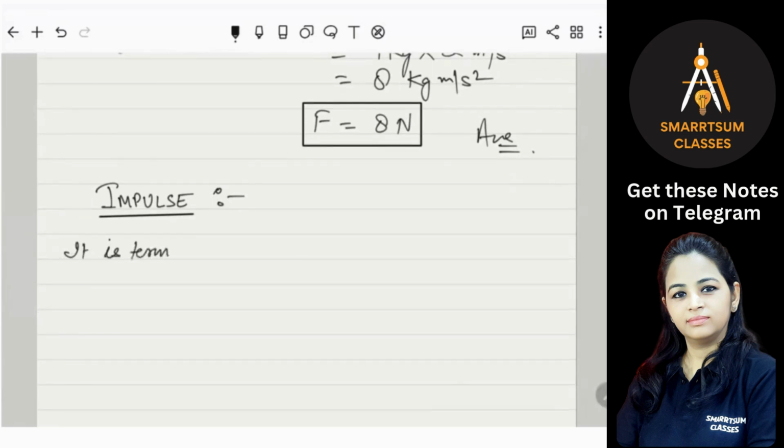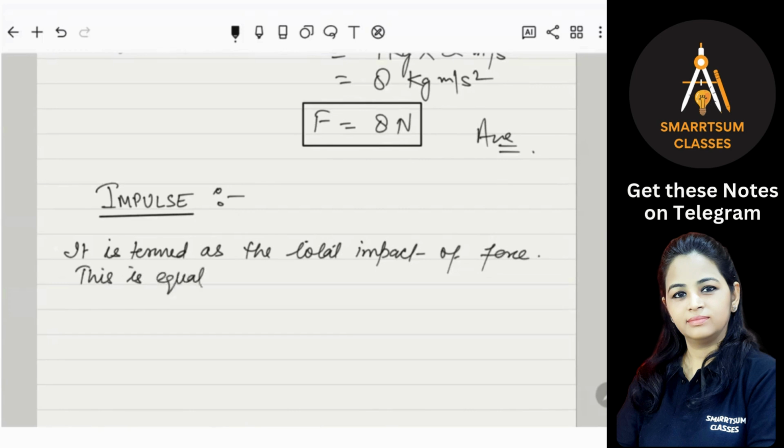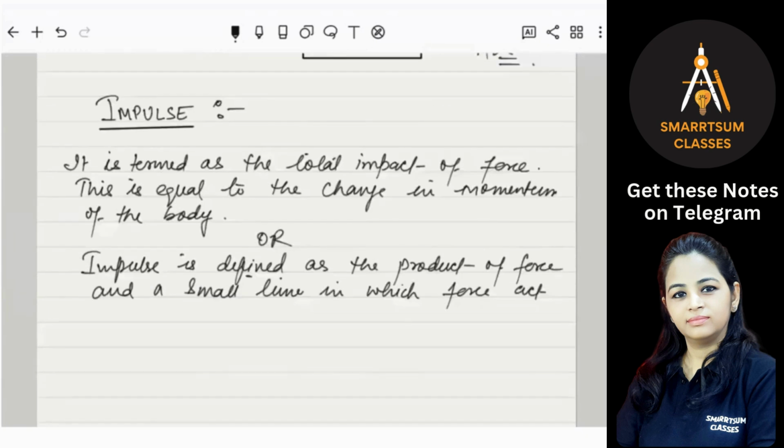It is termed as the total impact of force. Okay. So impulse is defined as the product of force and the time for which that force is acting on the body. Right? Is that clear?